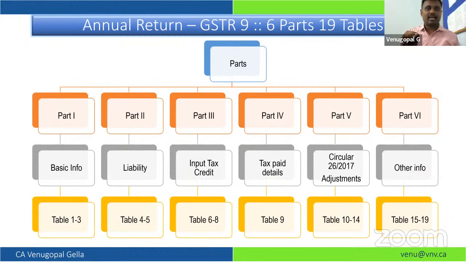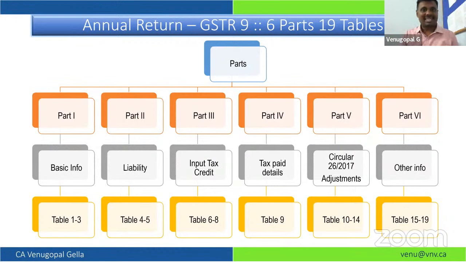Using GSTR 9, you cannot discharge additional liability, nor can you claim a refund of the extra taxes paid. You cannot avail an input tax credit nor reverse an input tax credit. Using 9, you cannot. It is a statement of fact. Statement of fact of what? The tax liability that has been discharged and the turnover on which the taxes are paid are reported. Input tax credit availed or reversed is reported.